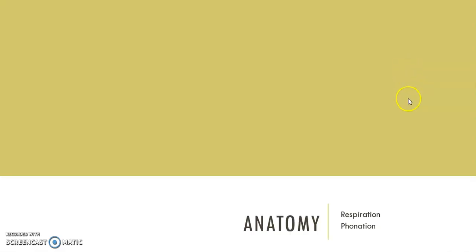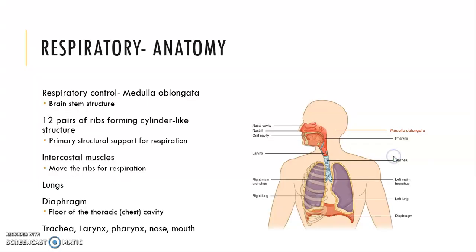So now we're going to go into the specific anatomy for respiration. And for our respiratory anatomy, you have to know where the control comes from, and that is the medulla oblongata, and that's part of the brainstem, right? So the very base of the brain. From a structural standpoint, we have the 12 pairs of ribs that form a cylinder on each side of the rib cage, and that's our primary structural support for respiration.